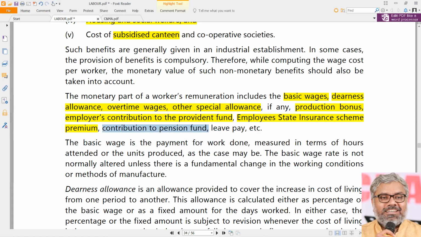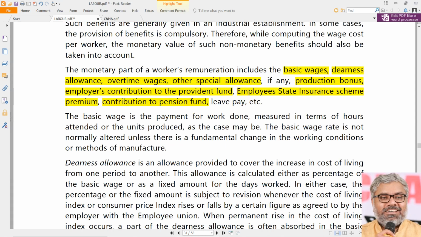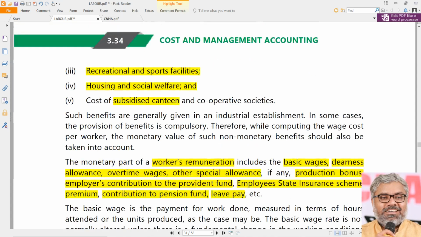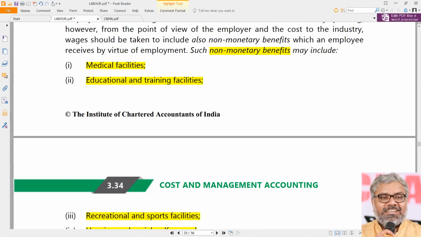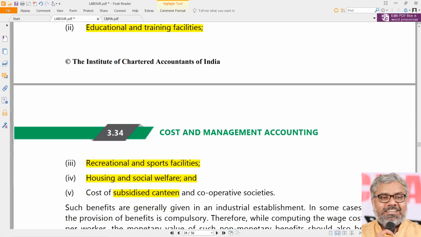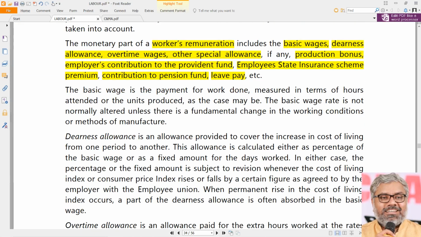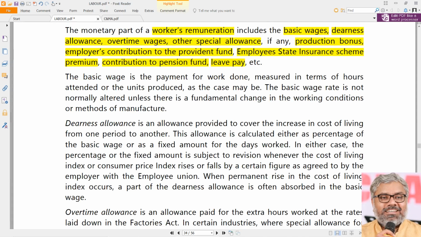Same way, contribution to the pension fund on behalf of the employee is also a cost to the company. Leave pay or leave salary, popularly called earned leave, encashed, that is also a cost to the company. Like this, many things will be there in the workers' remuneration. There may be so many of them. We are only looking at some of the normally used words in the industries, which include some monetary and some non-monetary benefits which the company gives to employees.